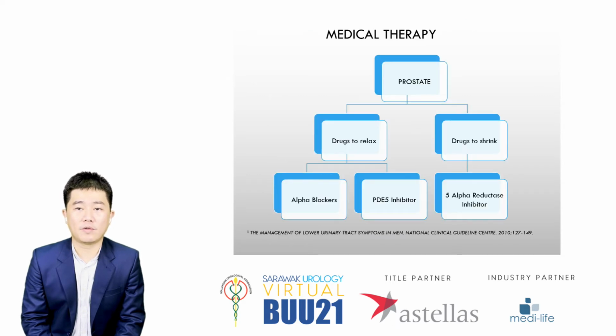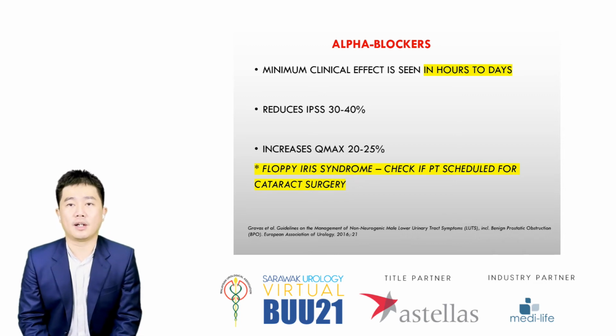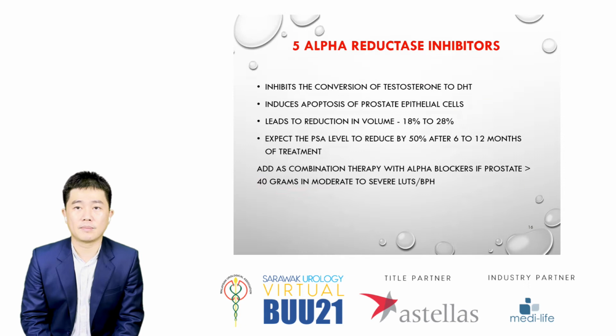While medical therapy involves the usage of alpha blockers, 5-alpha reductase inhibitors, as well as, in certain select patients, PDE5 inhibitors. Alpha blockers, the minimal clinical effect is seen within hours to days, and what we expect when we start the patients on alpha blockers is a reduction in the IPSS score of up to 30 to 40%. However, as a point of note, if the patient is scheduled for any cataract surgery, these patients should not be on the alpha blockers as it can lead to floppy iris syndrome.